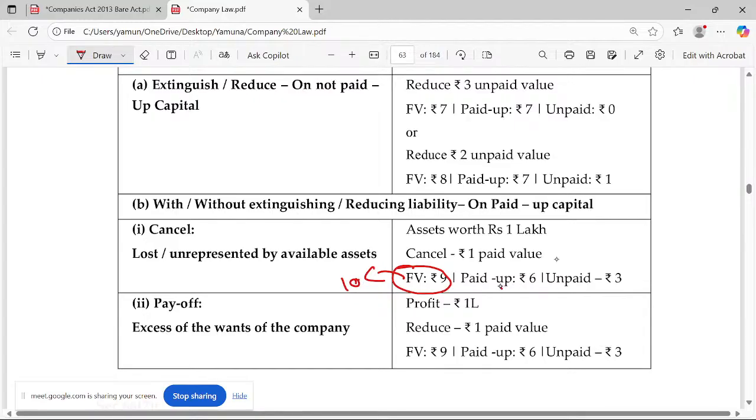Okay. What's the paid up value? Earlier it was 7, now it is 6. The unpaid value is 3. What happens here is the shareholder will be asking, instead of reducing the 7 to 6, why not reduce 3 to 2? Which means what? Why not you go for this move?